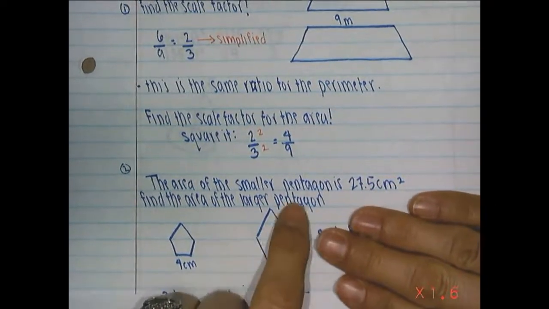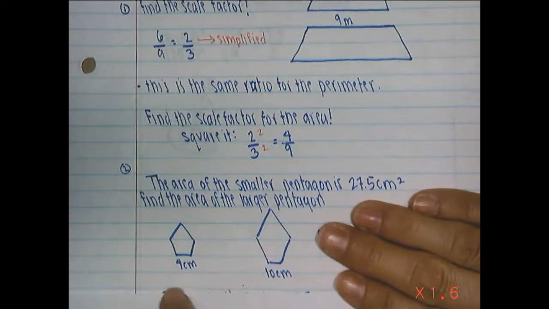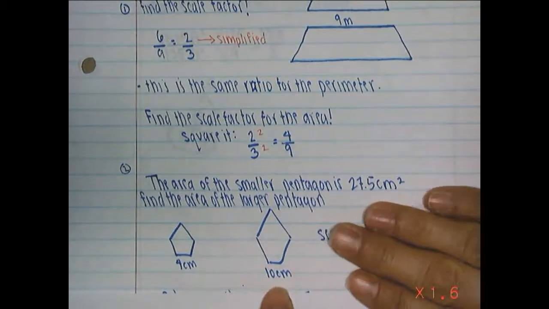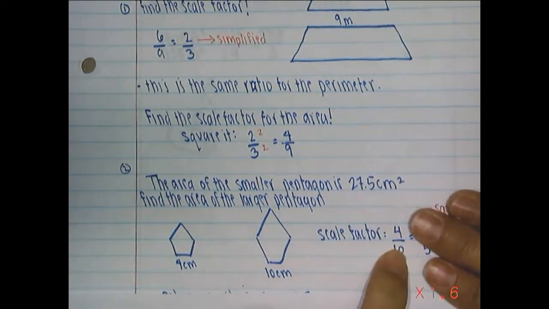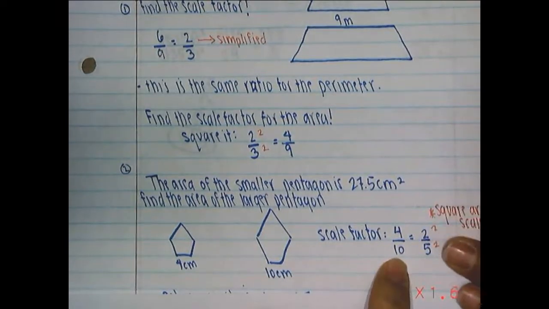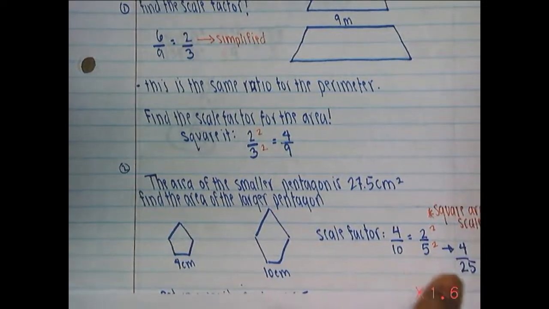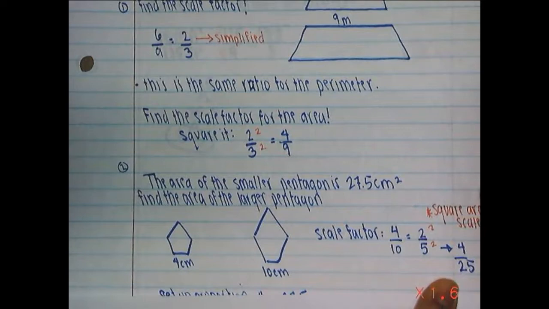All right, so the area of a smaller pentagon is 27.5 centimeters. Find the area of the larger pentagon. So we're going to go ahead and set up that scale factor. We're going to have 4 over 10. We're going to reduce that. They both go into 2, so we'll end up with 2 over 5. And then we're going to take that 2 over 5, and because we're talking about area, we're going to square it. And we're going to get 4 over 25.